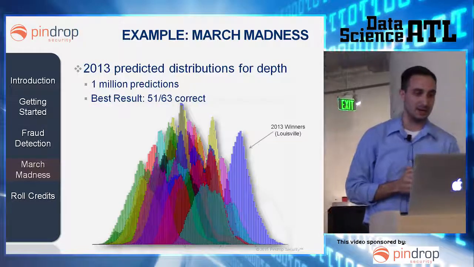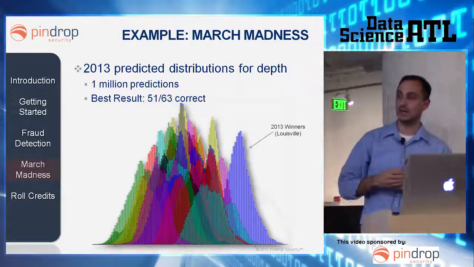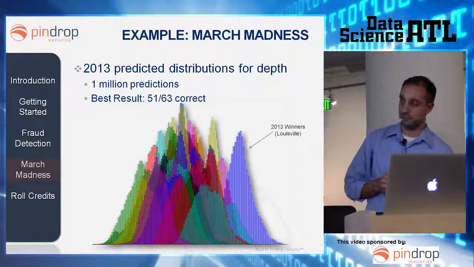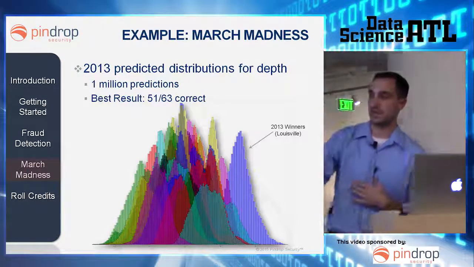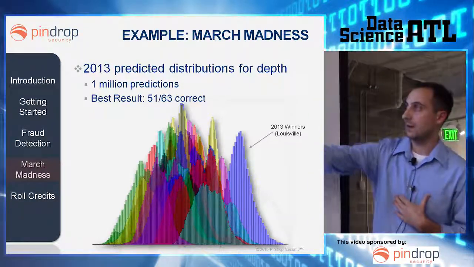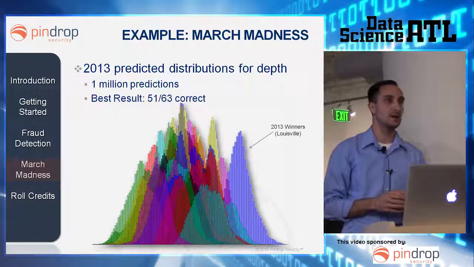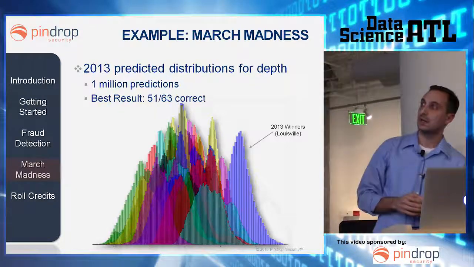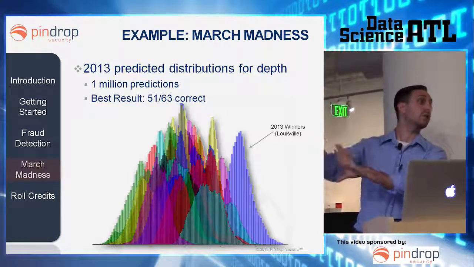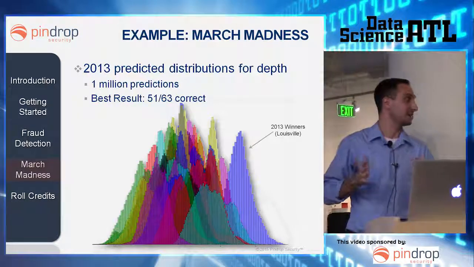So here's what the predictions look like for 2013. This is pretty interesting. The x-axis here is the depth from 0 to 7. And we can see that Louisville, who actually won the tournament in 2013, is way out in front of everybody else. According to this method, they were a clear winner. That's pretty cool, a pretty interesting result.